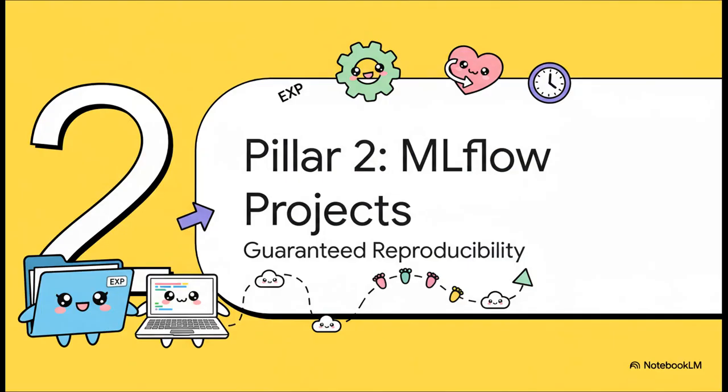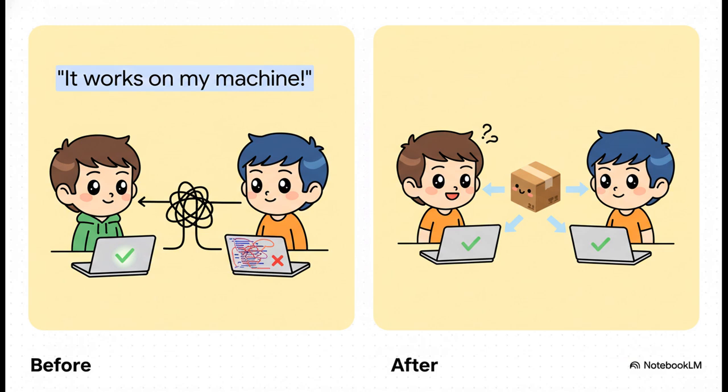Okay, so you've tracked your experiment perfectly. That's awesome. But now for the million-dollar question. How do you make sure your teammate, or let's be real, you, 6 months from now, can run it exactly the same way again? That brings us to the second pillar, MLflow projects.